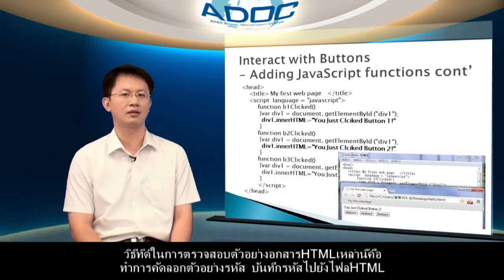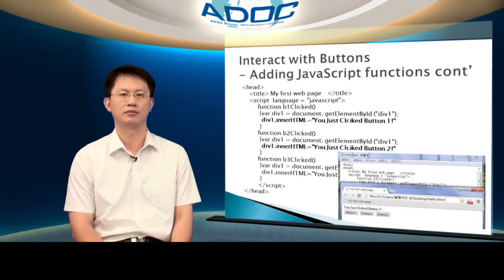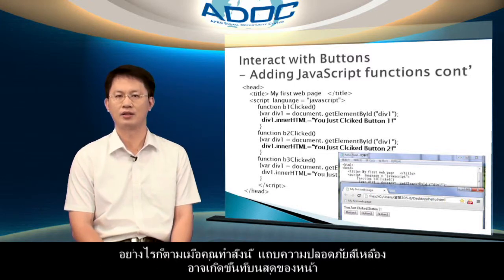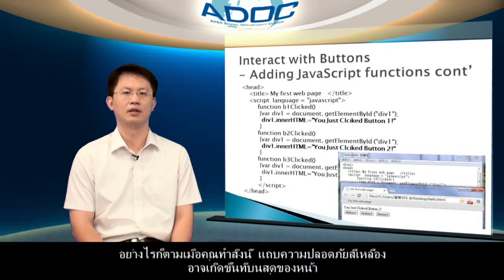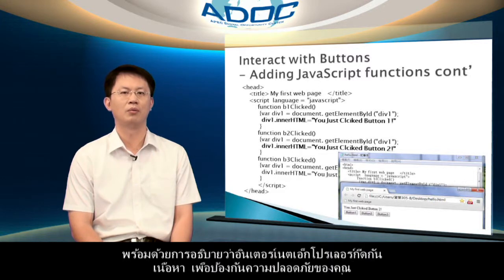A good way to test these example HTML documents is to copy the sample code, save the code to an HTML file, and then open the file in browsers such as Internet Explorer. However, when you do this, the yellow security bar may appear at the top of the page with the explanation that Internet Explorer has blocked content to protect your security.